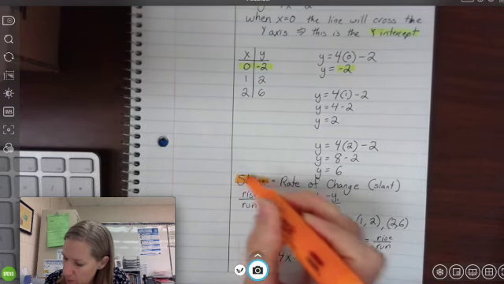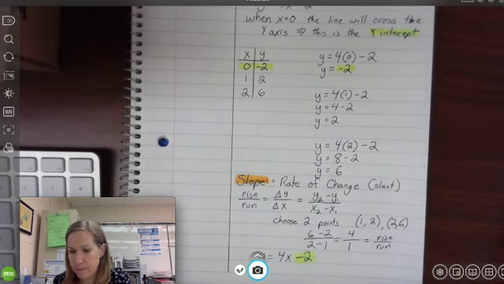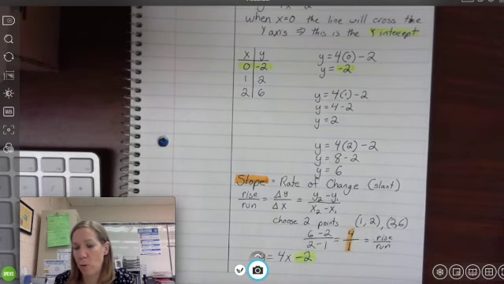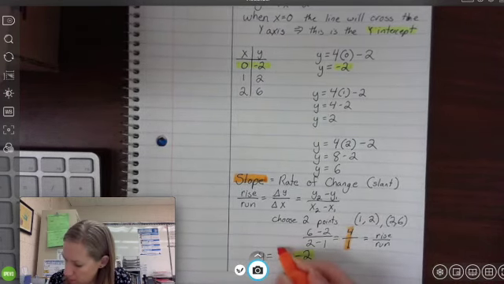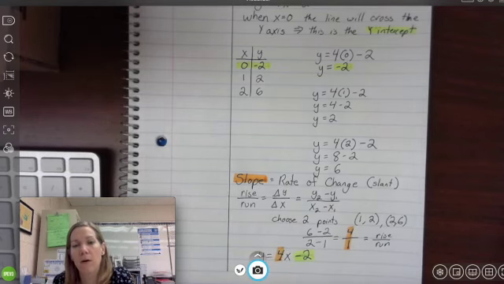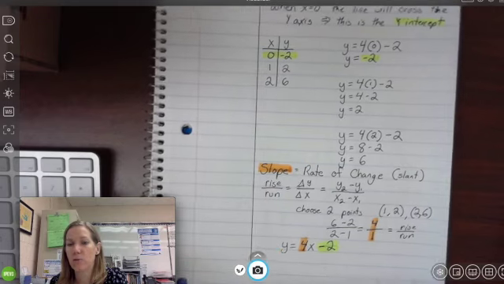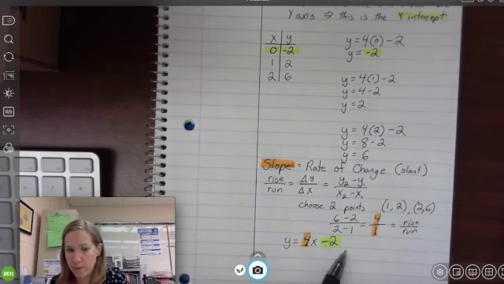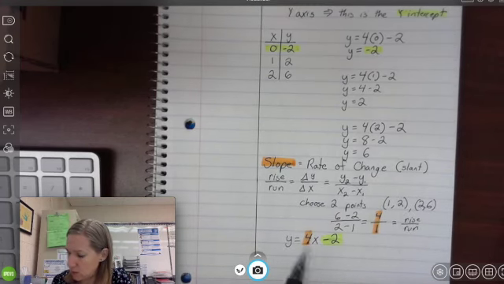Next, I want to point out the slope. Remember, the slope is the rate of change for the rise over run, and that was 4 over 1, which is 4. This is true for all equations written in this form. This is known as slope-intercept form.